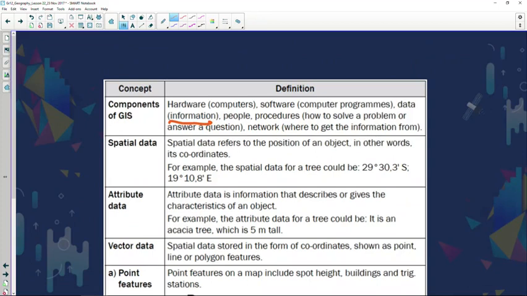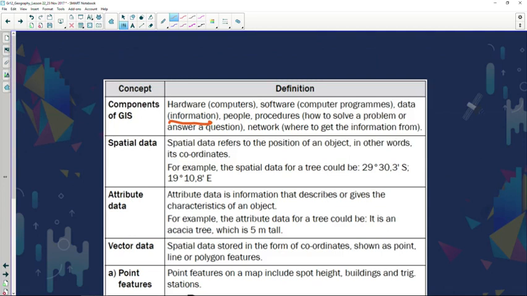Now, if you look at the components of GIS, what makes GIS? I've just said it before in the previous slide. It's hardware, the computers being used. It's the software, the programs that we use. It's the data, the information. How do we get this information? Doing analysis, collecting information, asking questionnaires, people working with the hardware and software, procedures and the network. Okay, that's the components of GIS.